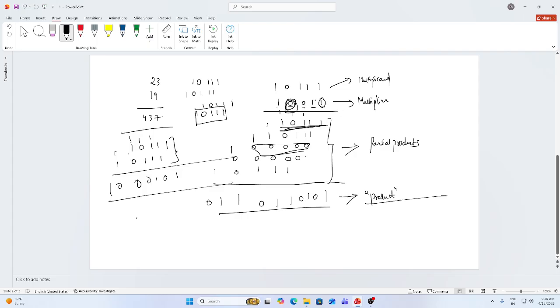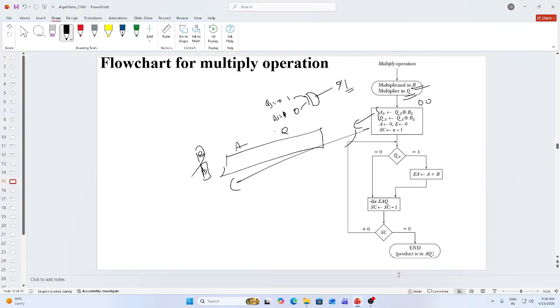After one right shift, this bit will come here, so this will become Q1. Every time we just need to monitor this LSB bit. That is what I am representing here: the Q1 bit, this bit, I want to monitor.